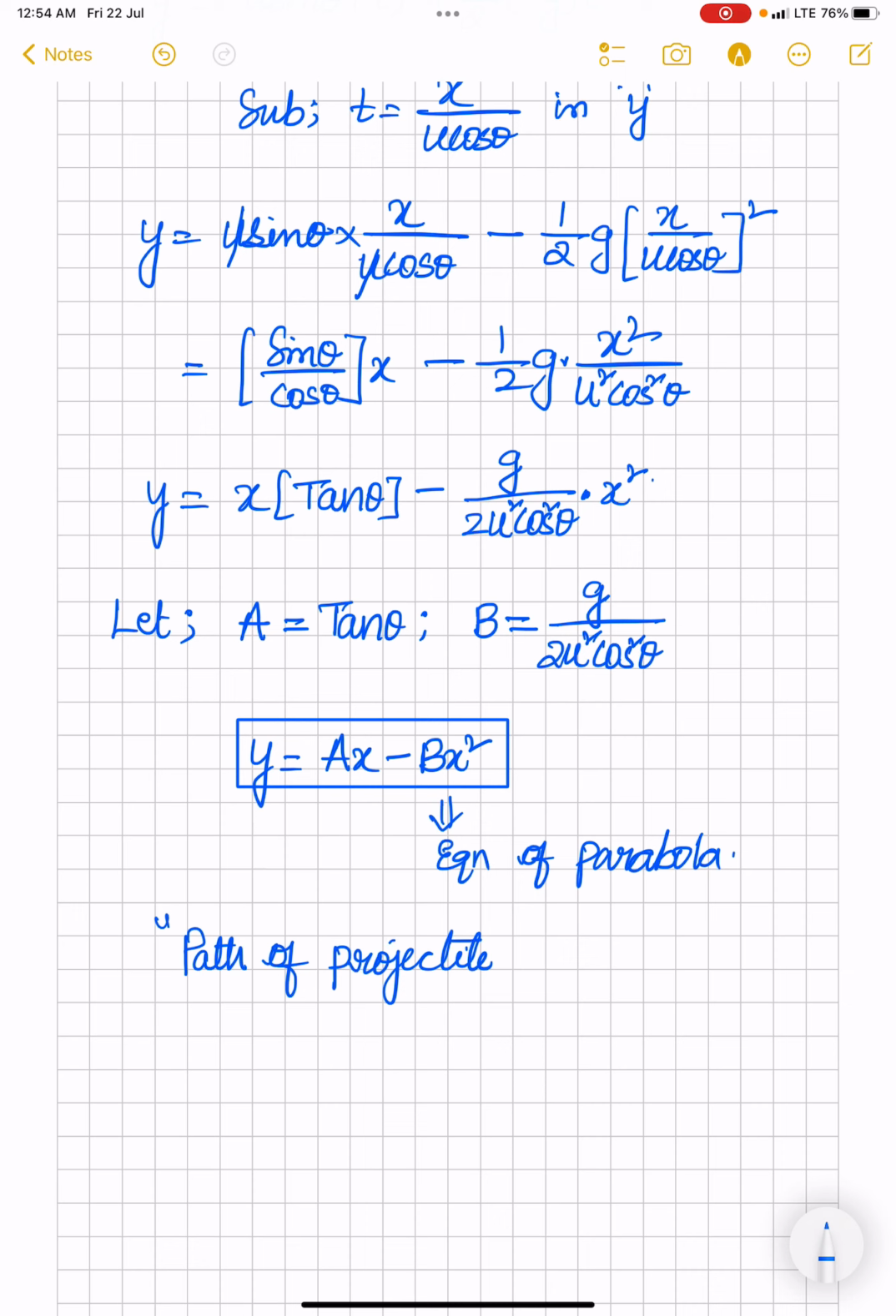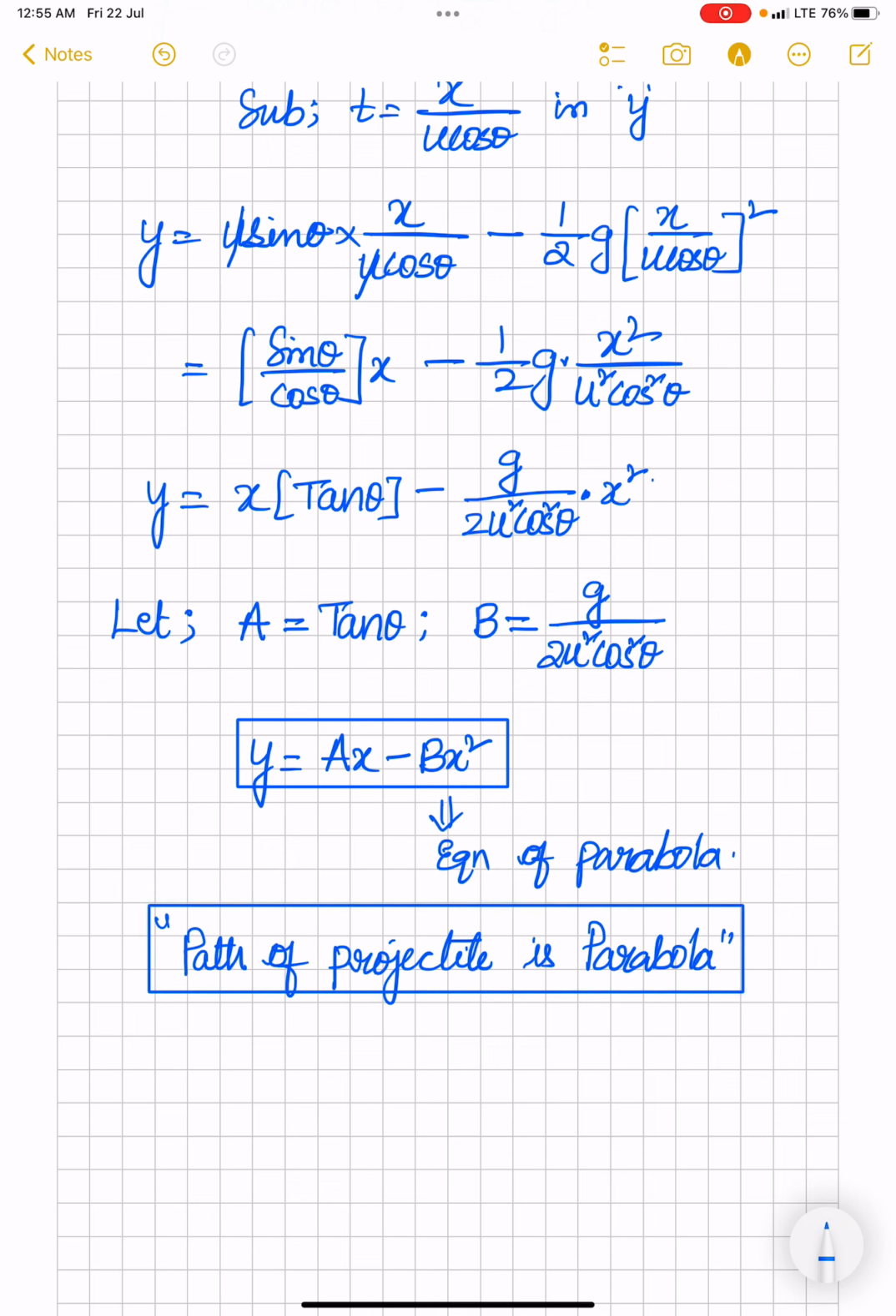Yes. Hope everyone understood this one. In our next video, we will see a problem on this path of projectile case, given in the form y is equal to ax minus bx square, and they will be asking some requirements like what is the angle of projection, what is the initial velocity, etc. So one problem we will see in our next video.